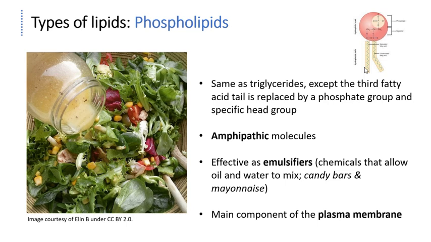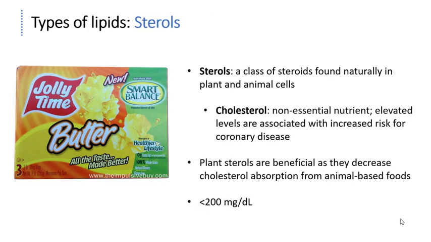So think of salad dressing, things like mayonnaise, candy bars, things like this. Okay, and then again, as we mentioned, it's a main constituent of our plasma membrane. It's not the only thing that makes up the plasma membrane, but it's a big portion of it. Right. Now the last type of lipid here that we'll look at is called the sterol.